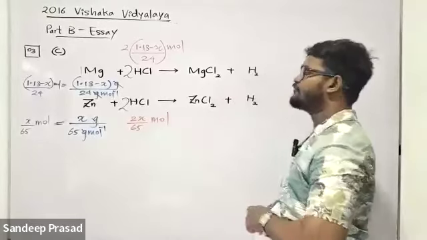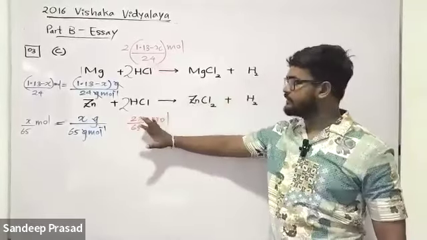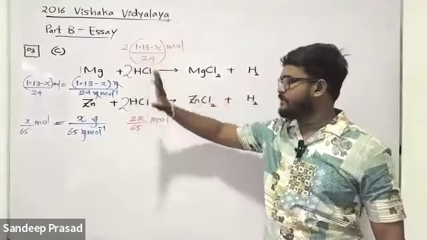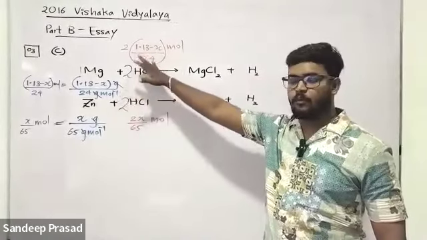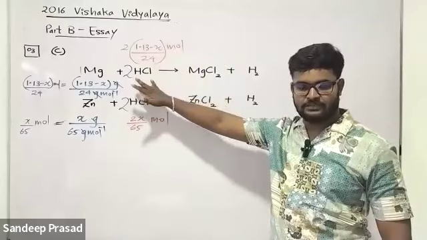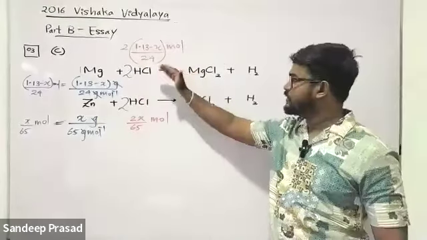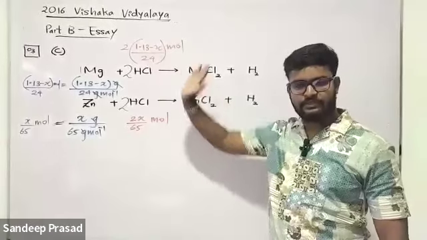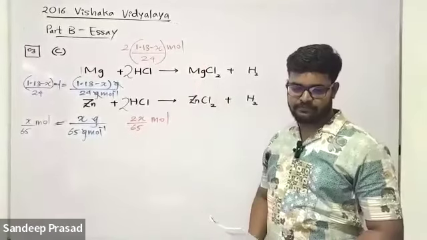That means we have found HCl moles using the masses of magnesium and zinc, that is, the moles of magnesium and moles of zinc. Using them, we have found out the amount of HCl reacted with both zinc and magnesium.